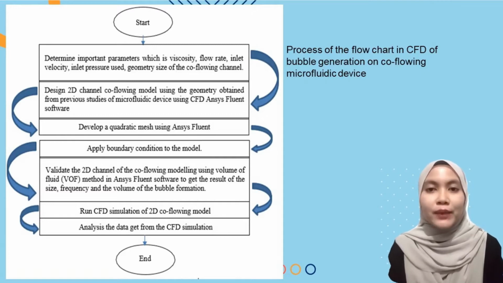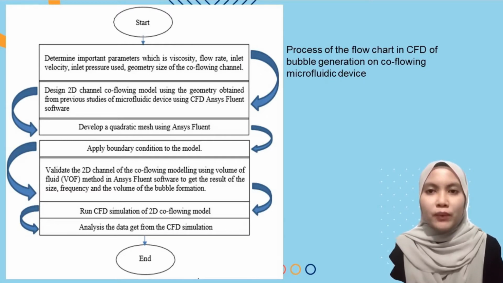Another parameter that was involved was the velocity of the oil and water. After that, the previous study will be used in order to design the two-dimensional channel of co-flowing geometry using CFD and Fluent software. Next, we'll do a meshing part in the 2D co-flowing design. This meshing part will be used to give more accurate bubble formation.